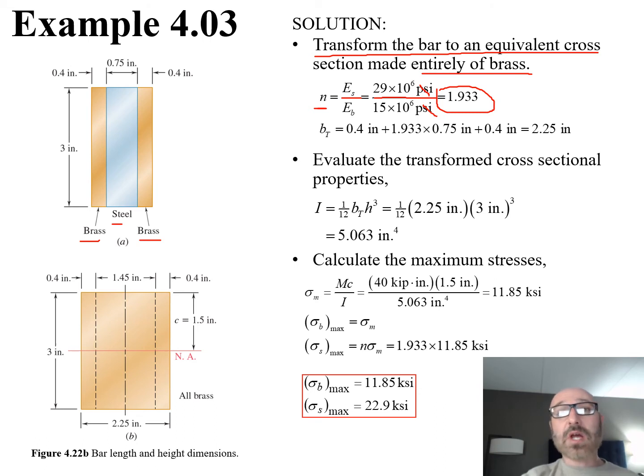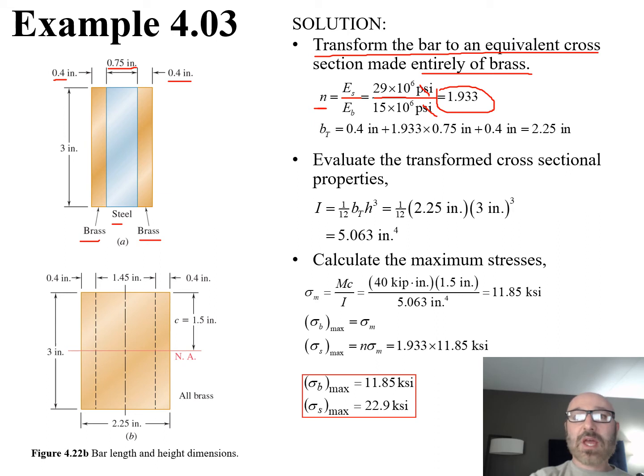So what we want to do now is go back to our initial diagram from our problem statement. Our brass was 0.4 inches on either side. That's not going to change because we're making everything brass. What is going to change is the equivalent thickness here. We're going to multiply this value by our n to make our steel a brass equivalent for that equivalent cross section.